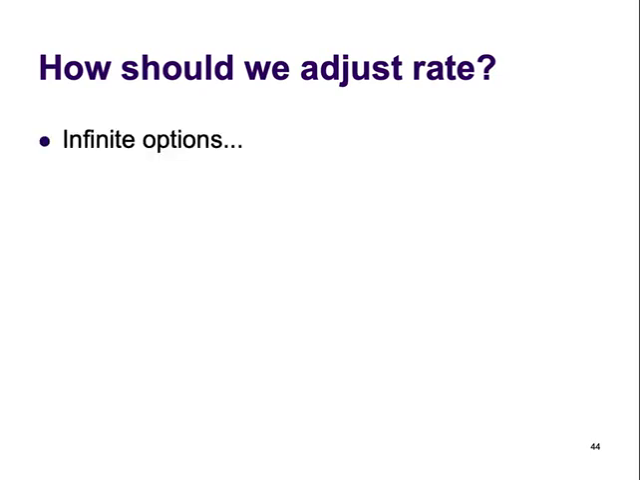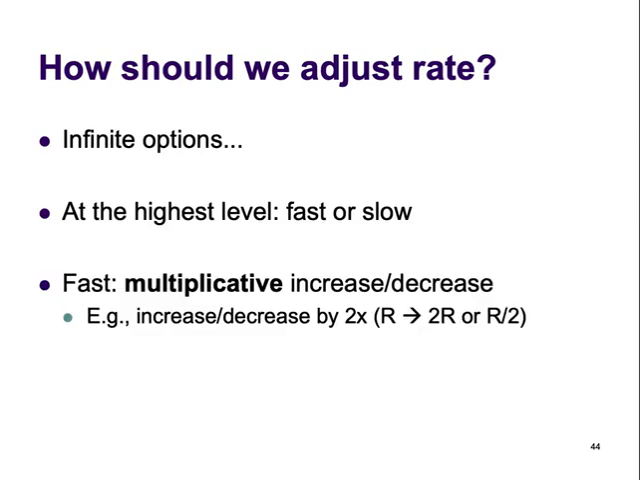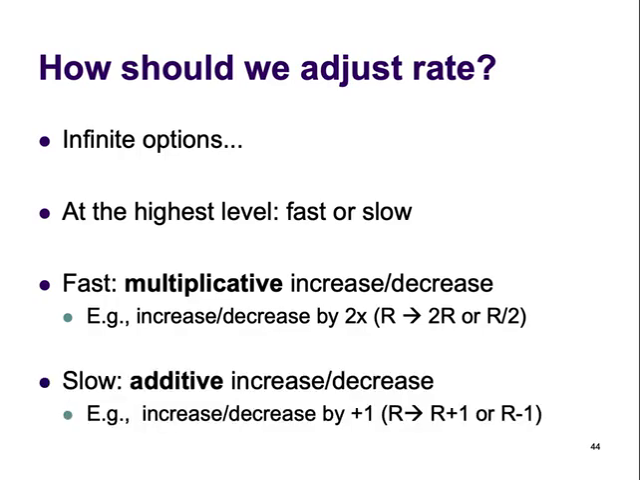So how should we adjust the rate? You could imagine any options: something quadratic or the cube root of some loss, whatever we wanted to come up with. At a high level, it's really: do you increase fast or do you increase slow? The two canonical approaches are to increase or decrease multiplicatively, which means by, let's say, 2x or 3x. So whatever my rate was, I'm going to double it in the next iteration, or I'm going to cut it by half in the next iteration. Or a slow increase or decrease would be to add or remove a constant amount. So I add, for example, +1 to my rate, or I remove 1 from my rate.